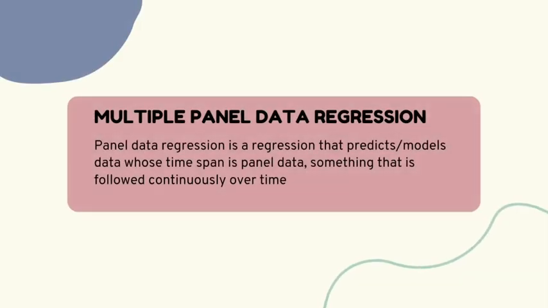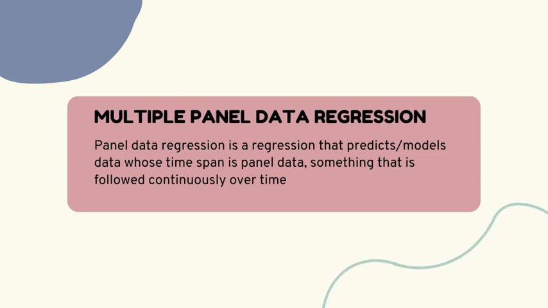Fourth is multiple panel data regression. Actually, in addition to the various types of regression before, there are still many other types of regression, which are developments of the types of regression before. The development is in the form of complexity in the form of time series data and panel data. One of them is panel data regression, or often also referred to as cross-section regression.